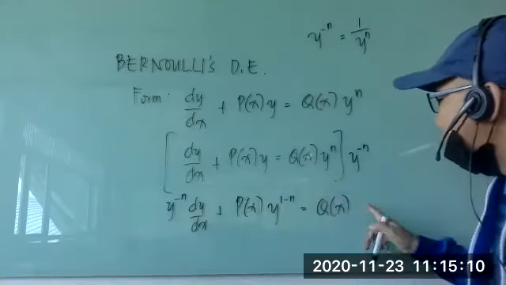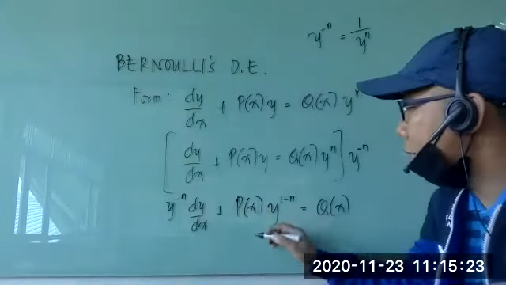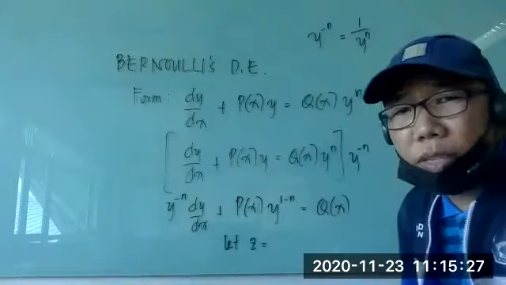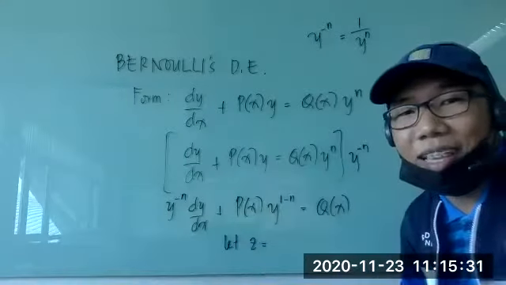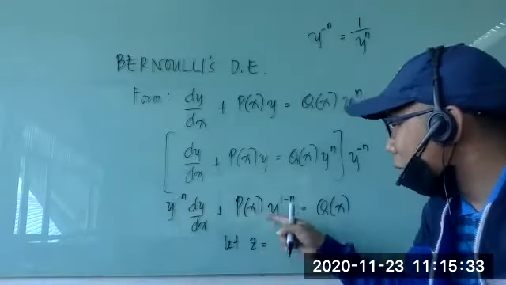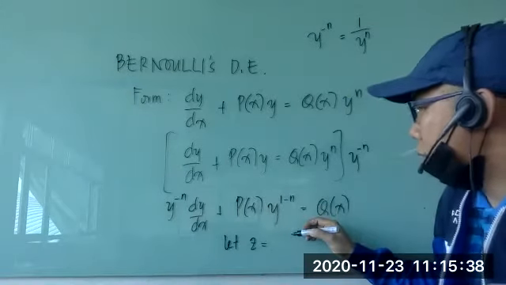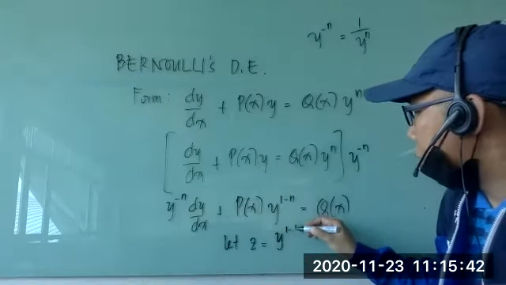Okay, so now the next step is we do substitution. Okay, anong gagawin natin? We let a new variable, z. So ibang books ang ginagamit nila, v or u. Ako ang ginagamit ko, z. Okay, so let z be equal to this one, y raised to 1 minus n.